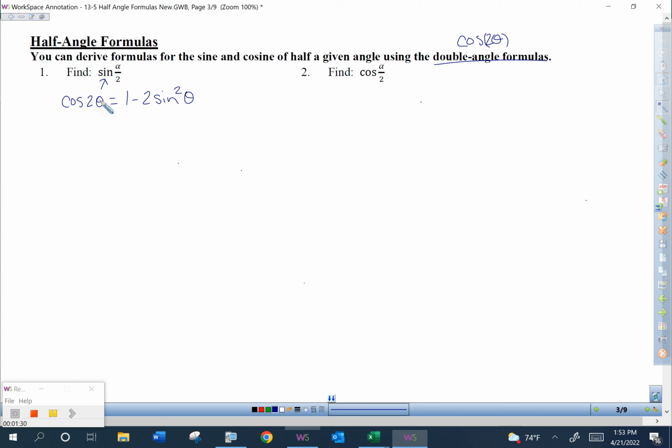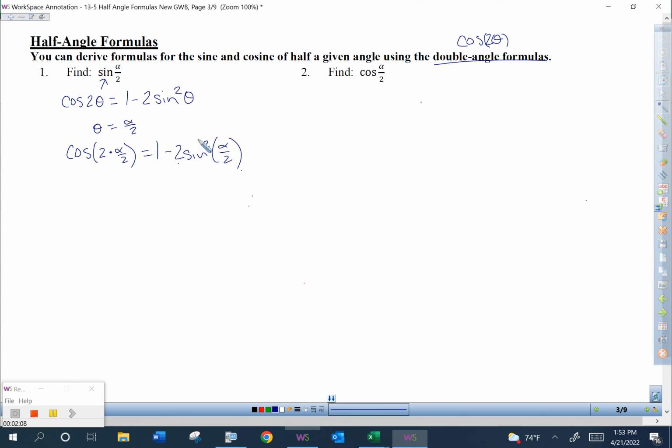We're going to let this theta that we see in both places be changed to alpha over 2. And that's allowed because when we're talking about theta, it's just a placeholder for some number. We can put a half of some value just as easily. Okay, so we're plugging in here. Now we've got 2 times alpha over 2 instead of that 2 theta. And then on this side, same thing. Instead of theta, we're putting that alpha over 2.